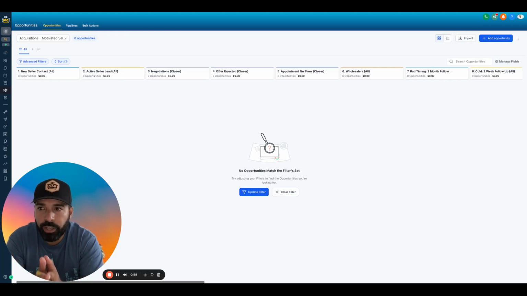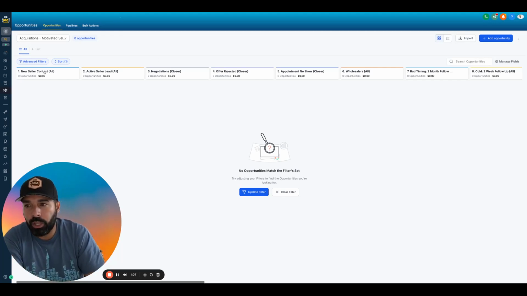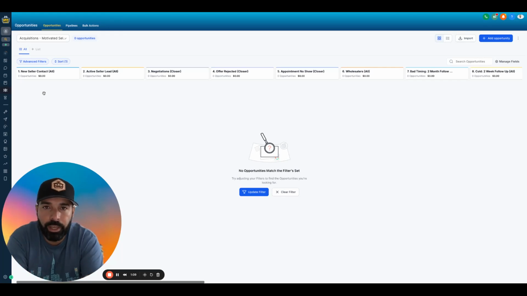So the first stage in our process, and by the way, this is a preview of what our CRM looks like, the first stage is new seller contact. In this stage, what we're looking to do is engage with that new seller lead as fast as possible. You want to be able to call these leads within 5 minutes.